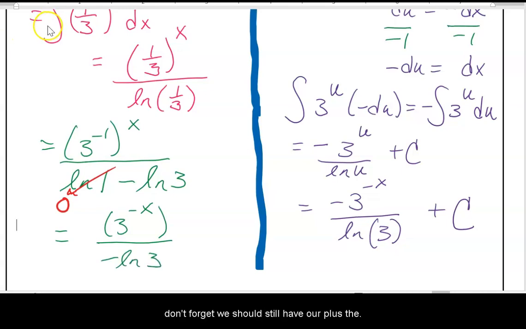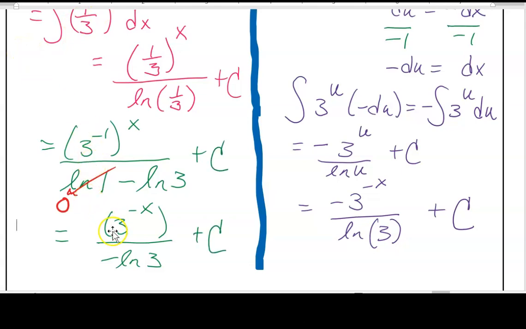And don't forget, we should still have our plus c, which seems to have somehow disappeared. The c should be kept following along. Notice that if I lifted the negative to the numerator, I would get exactly the same thing as I have on the right side. These are two different ways of approaching the same problem. Let's take a look at another example.